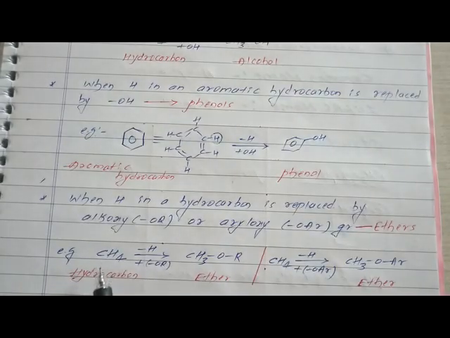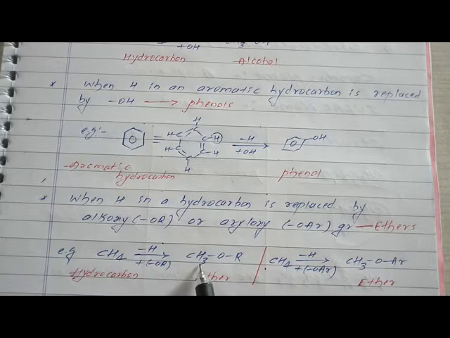Now for example, this is a hydrocarbon, that is CH4, we call it methane. Suppose I replace here again one of the hydrogen atoms by one of the -OR, that is the alkoxy group. So you will get, students, CH3OR, and it is called an ether. In this case I am adding an alkoxy group.